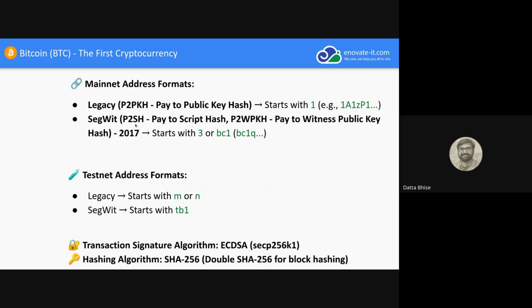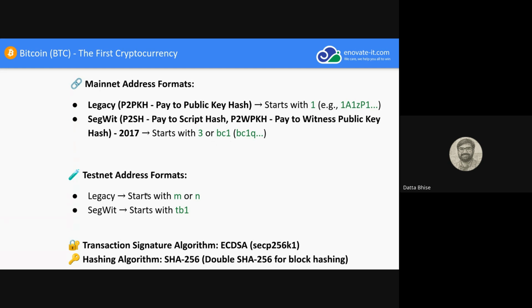After 2017, they did a soft fork in the Bitcoin protocol, and they added a new protocol, SegWit. In SegWit, addresses start with 3 and bc1. This is just for your information. The old legacy address is also working, the new address is also working, but the new addresses have some different features. That's why they added these things. I will not mention the details, but just for your information, mainnet addresses start with 1, 3, and bc1. So these are the real addresses.